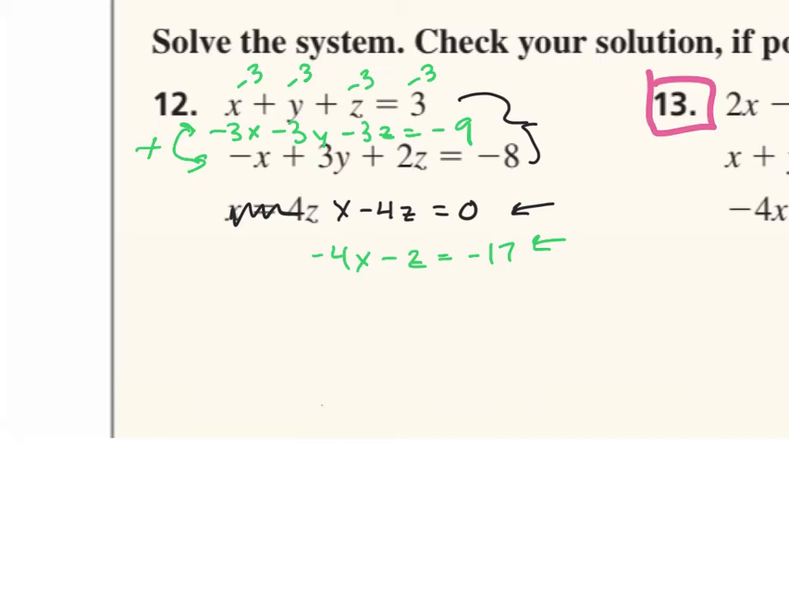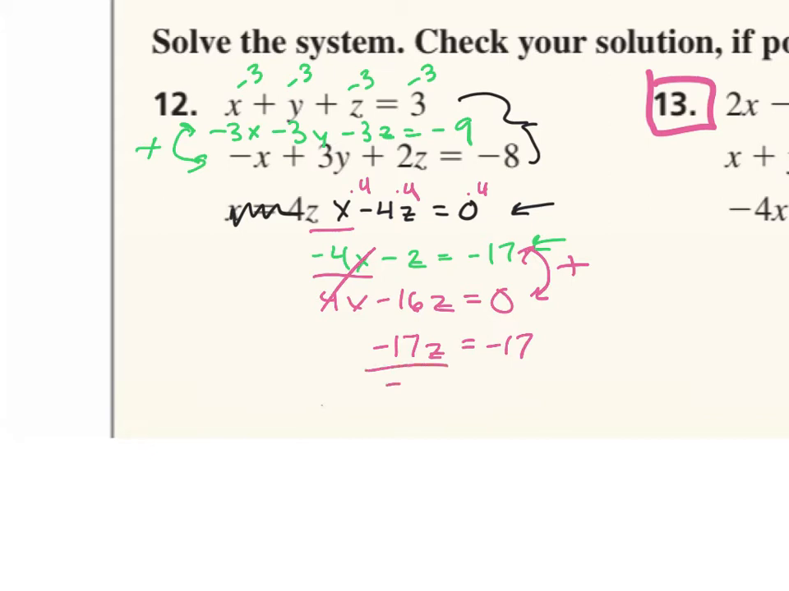So now I need to combine these two equations and get one of our variables to cancel out. So what I'm going to do is multiply the first equation by 4, because that'll give us a positive 4x and a negative 4x, then our x's will cancel out. So our new equation here would be 4x minus 16z is equal to 0. And then I'm going to add these two together. Our x's cancel out. -z minus 16z is -17z. And that's equal to -17. Then I can just divide both sides by -17. So z is equal to 1.